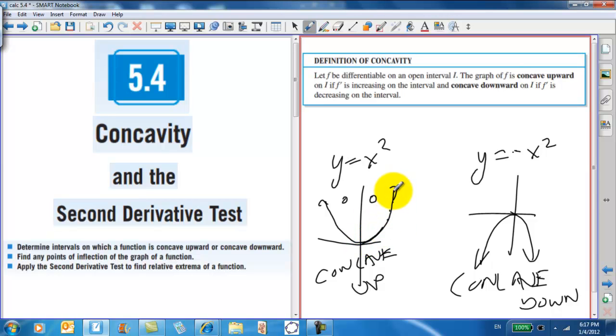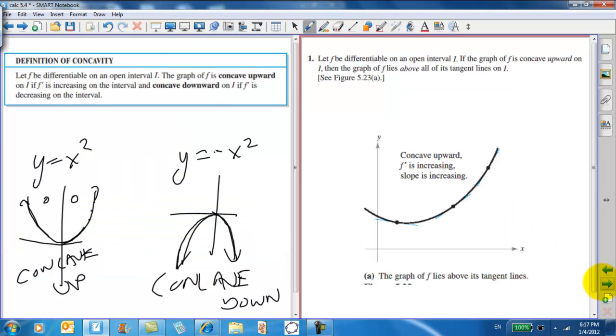This is concave up and increasing. This is concave up and decreasing. Here's concave down and increasing, and then concave down and decreasing. Here's a more formal definition now. F is going to be concave up when the graph of F lies above all of its tangent lines. See these tangent lines in blue? And the graph is always above them.